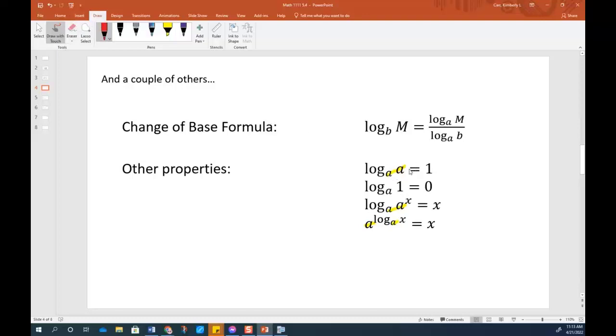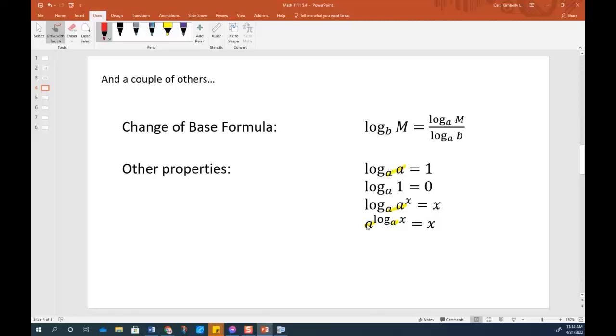What this log base A of A means is A to the what equals A. Well, that's going to be the 1. This one means A to the what equals 1. Well, anything raised to the 0 power is equal to 1. This one actually works because if we bring this exponent to the front, then I would have an x right here, and it would say x times log base A of A. But again, we've already seen that log base A of A is 1, so x times 1 is x.